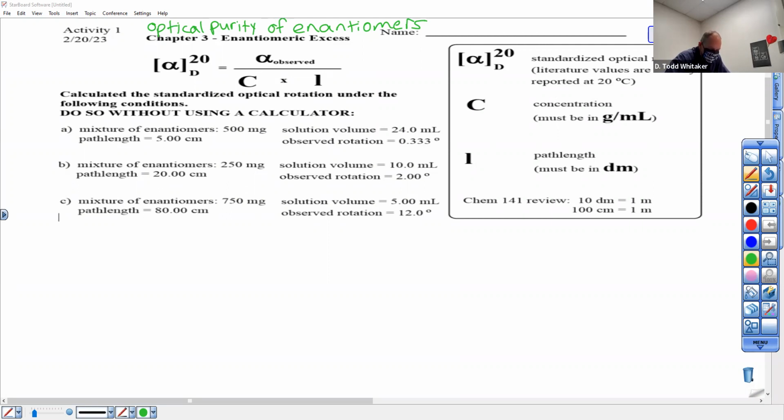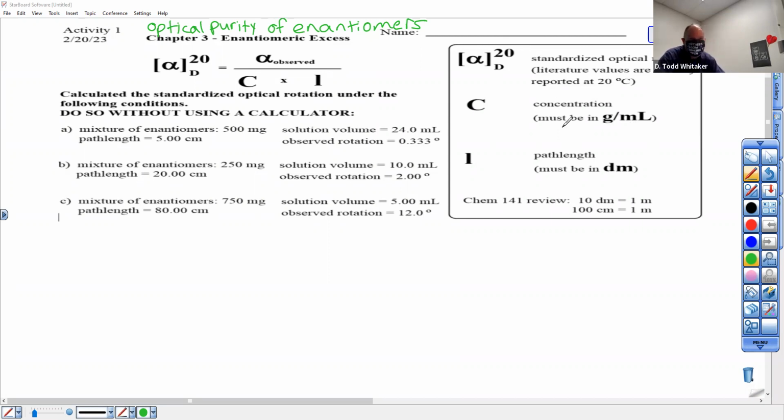So alpha is the rotation. It's in degrees. 20 is just the temperature. We don't ever use that as a variable for our exercise. Okay? We just need to make sure our temperature matches theirs when we do our full activity, next activity 2.